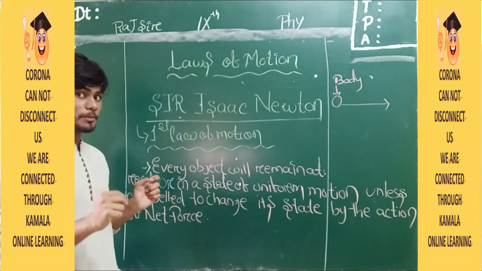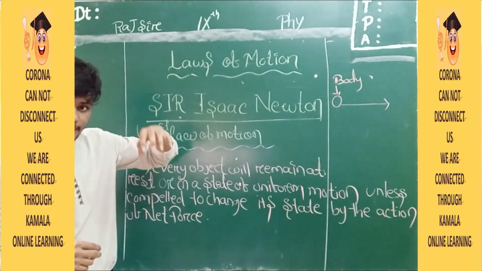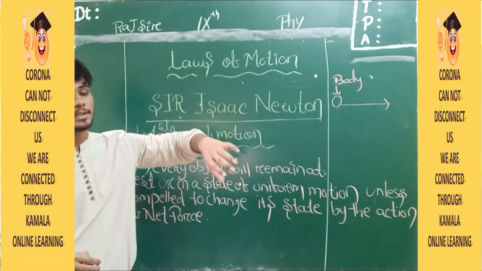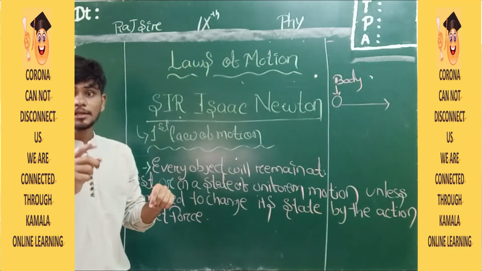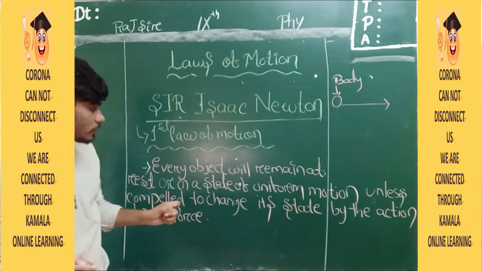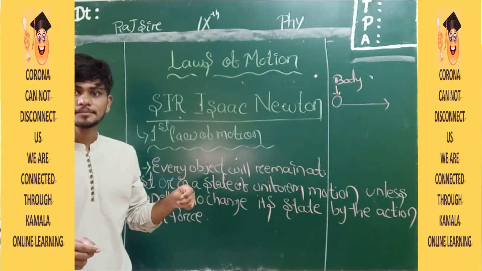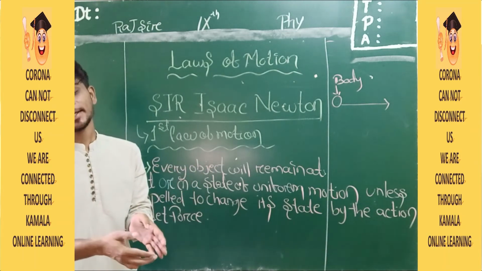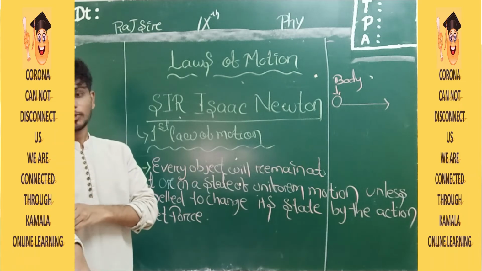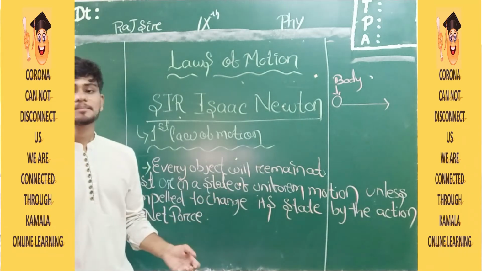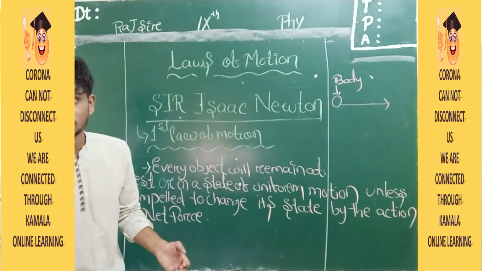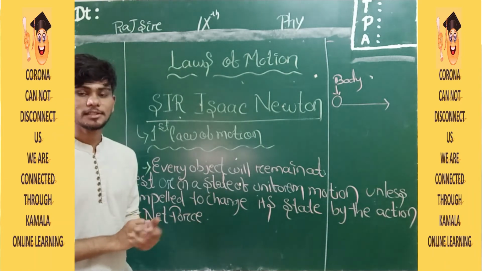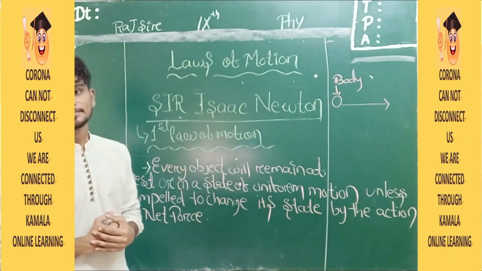So these two things you need to keep in your mind. A body will stay at rest or a body will continue to move unless it is compelled to change its state. State means if it was at rest, it is in a rest state. If it is moving, it is in a moving state. So it is compelled to change its state by the action of an external force. Somebody comes and moves it or somebody stops it. That's what your first law states.